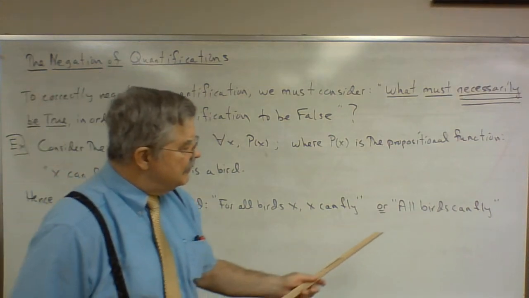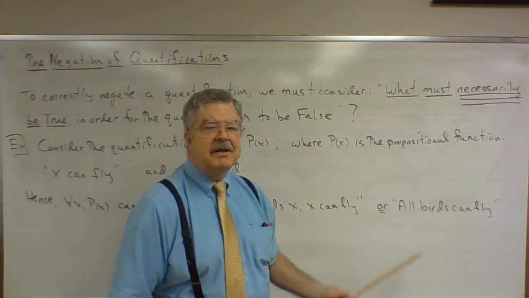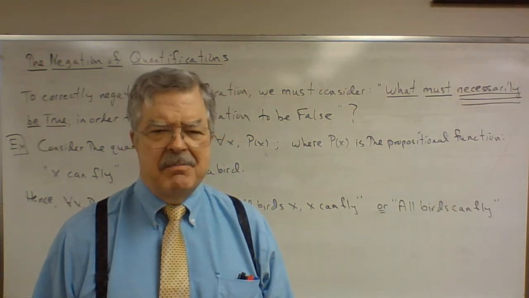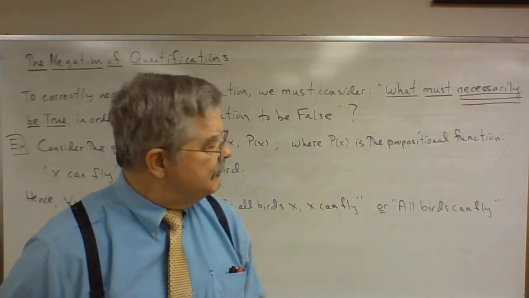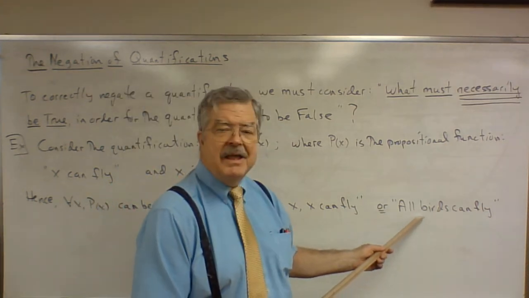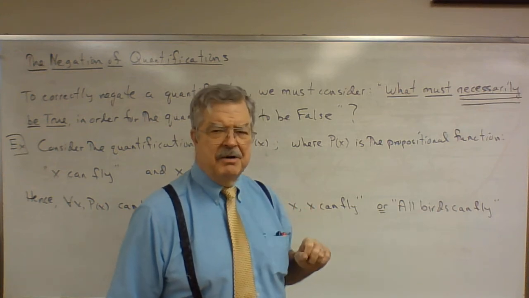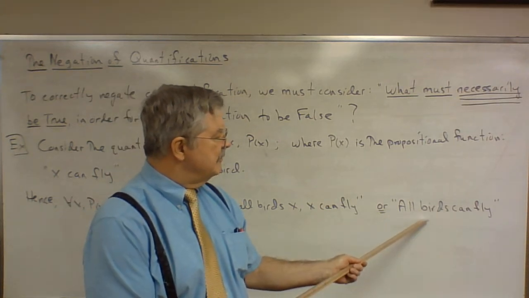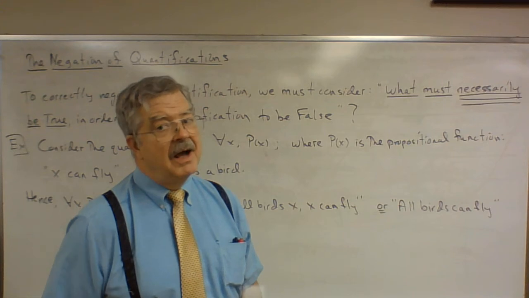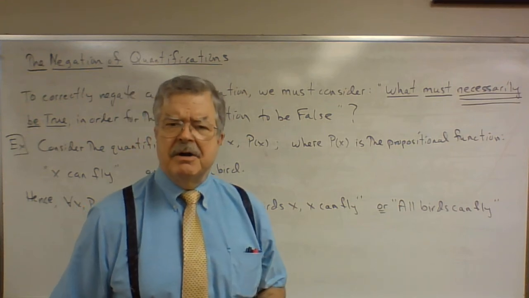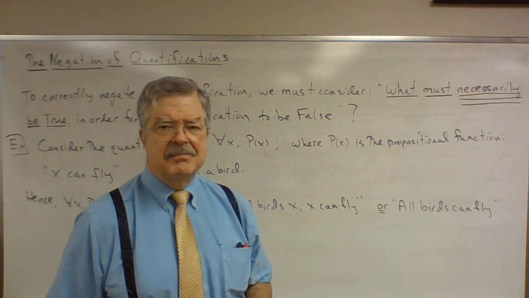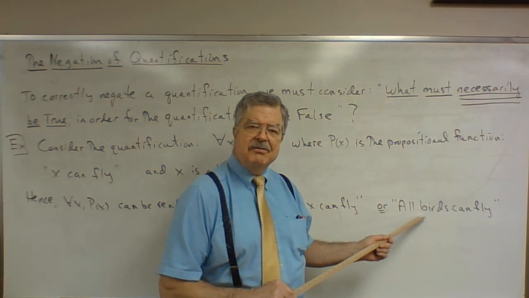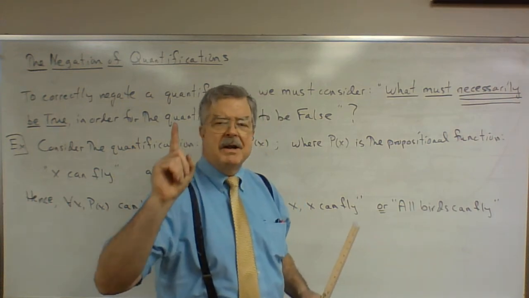So in order to make this statement false, did we have to establish that every single bird is incapable of flight? Or did we just have to show that there exists at least one bird that can't fly? We looked at this and said, all birds can fly? Oh, that's false. How do we know? Well, a penguin's a bird and a penguin can't fly. To negate this statement, all we had to do was show that this statement was false for one bird.